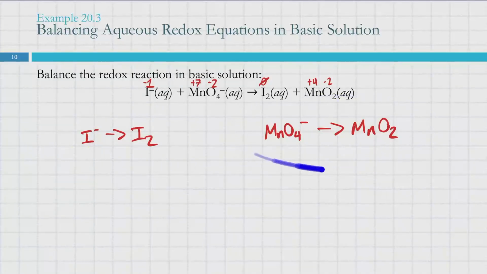Which one of these two half reactions is our oxidation half reaction? The iodine is the oxidation. It went from a -1 to a 0. That's an increase. That's our oxidation. The other one went from a +7 to a +4 for manganese. That's reducing the number. That's our reduction half reaction.